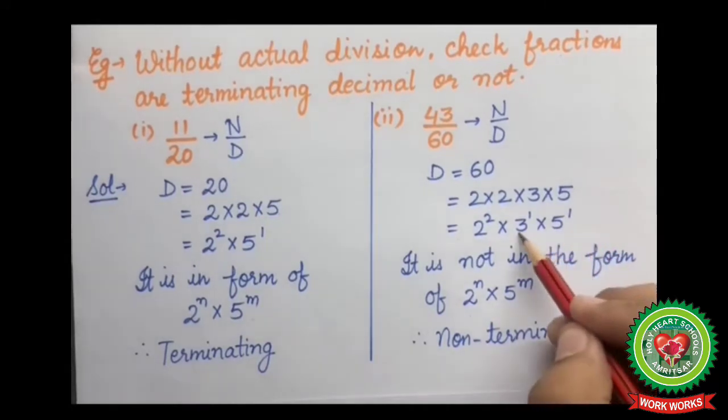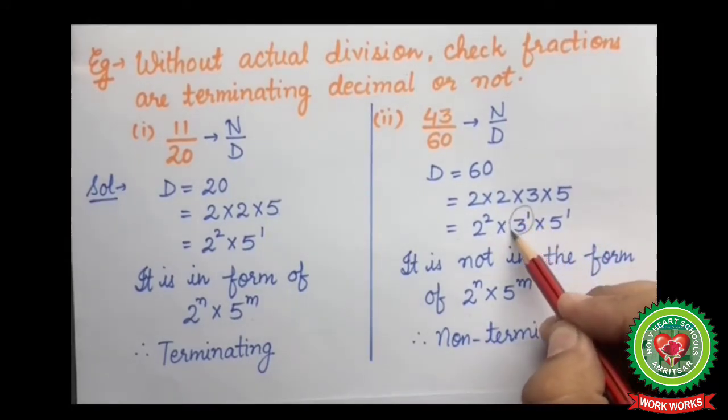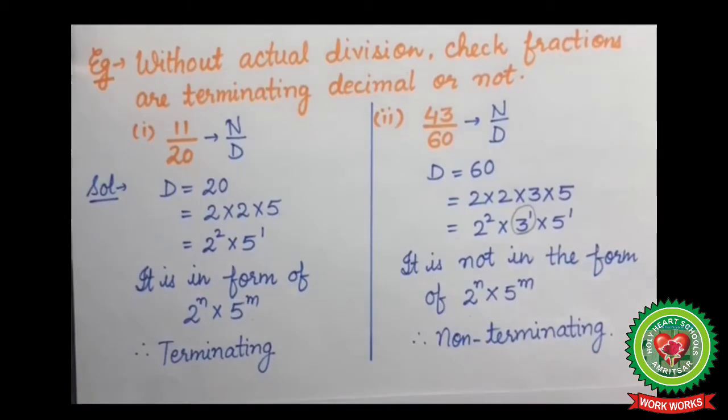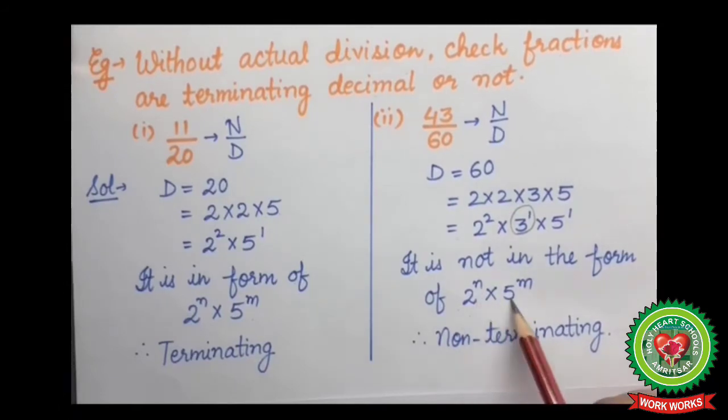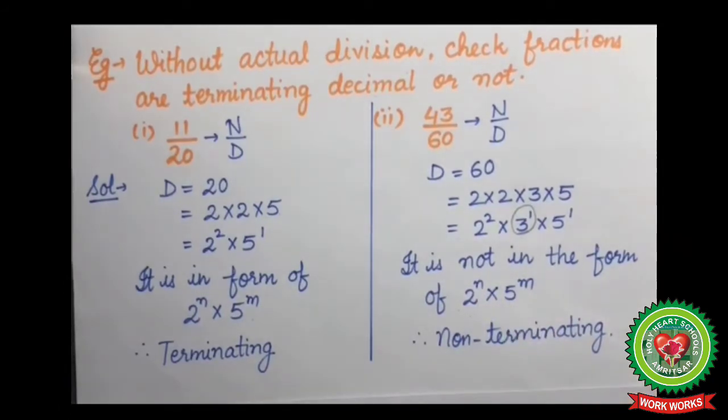Now students, here we have got, instead of 2 and 5, we are getting 3 also. So this is not in the form of 2 raised to power n multiplied by 5 raised to power m. So therefore it is a non-terminating one.